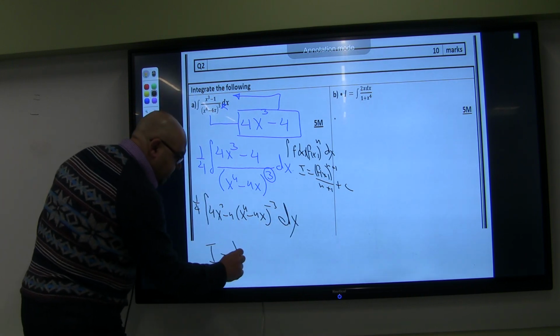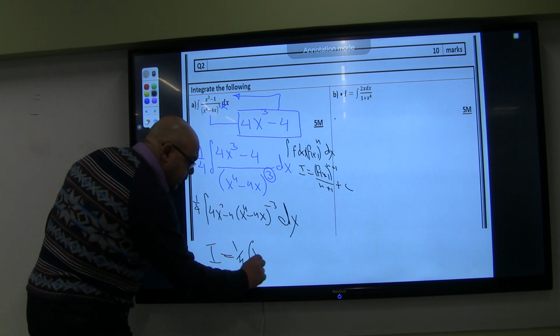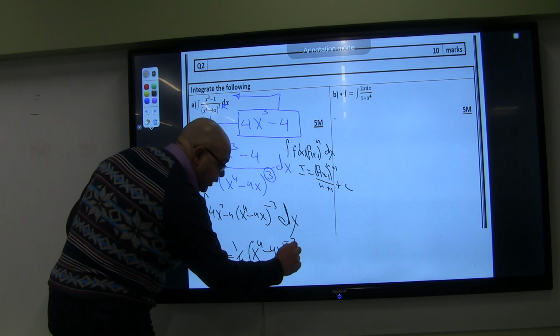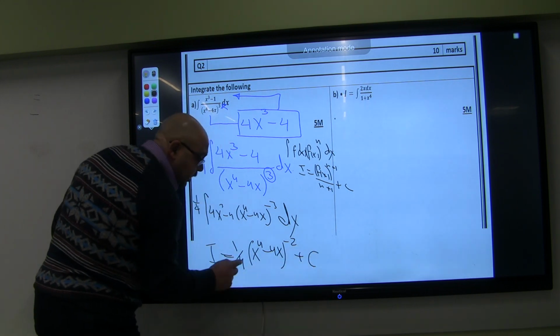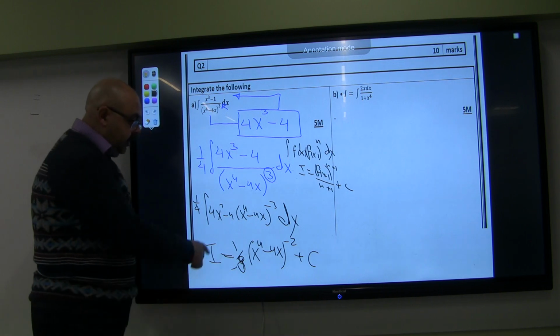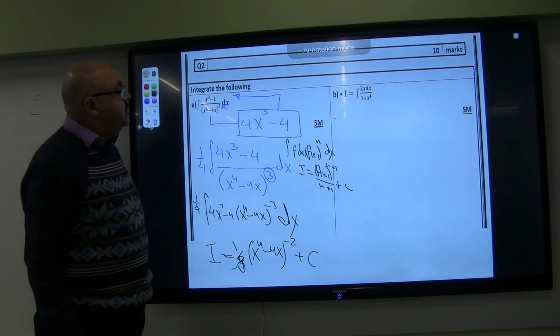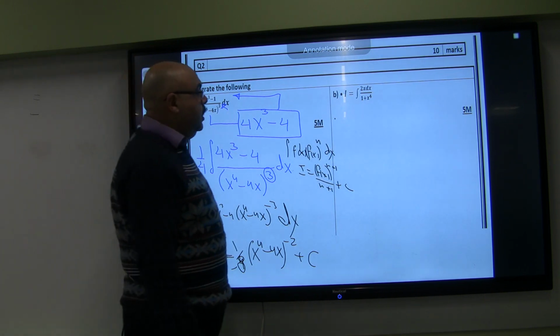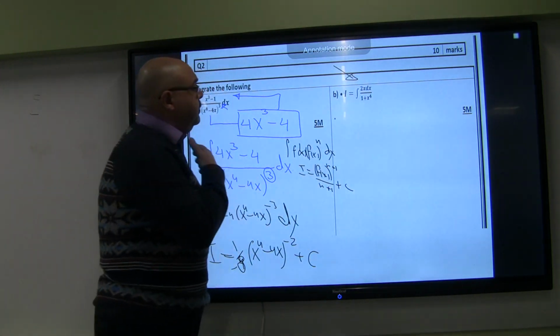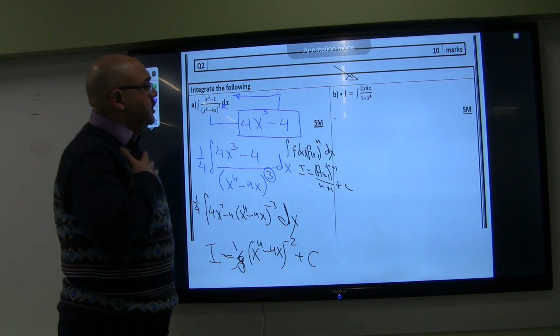So I is going to be 1 over 4 times x to the power 4 minus 4x to the power of negative 2, don't you ever forget, plus a constant. Then divide by negative 2, so you will end up having negative 1 over 8, and this is the right answer for this problem.